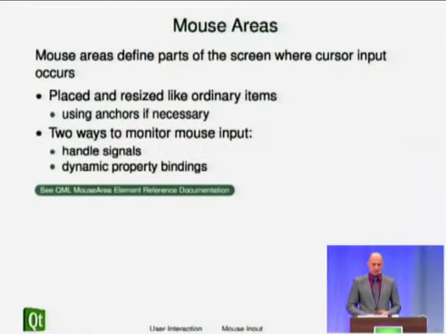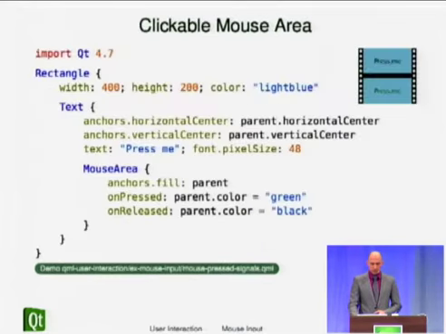Mouse areas are elements, so you position them and you scale them and fill them into parents the same way you do any other widgets. I'm saying widgets. I said the W word. Sorry, but of course they're not widgets. They're items and elements. But basically, you can think of them as rectangles without the light steel blue, right? That's the closest analogy. Then you have two ways of monitoring the mouse. You can either handle the signals that these mouse areas emit, or you can do dynamic property bindings, and we'll look at both in a minute.